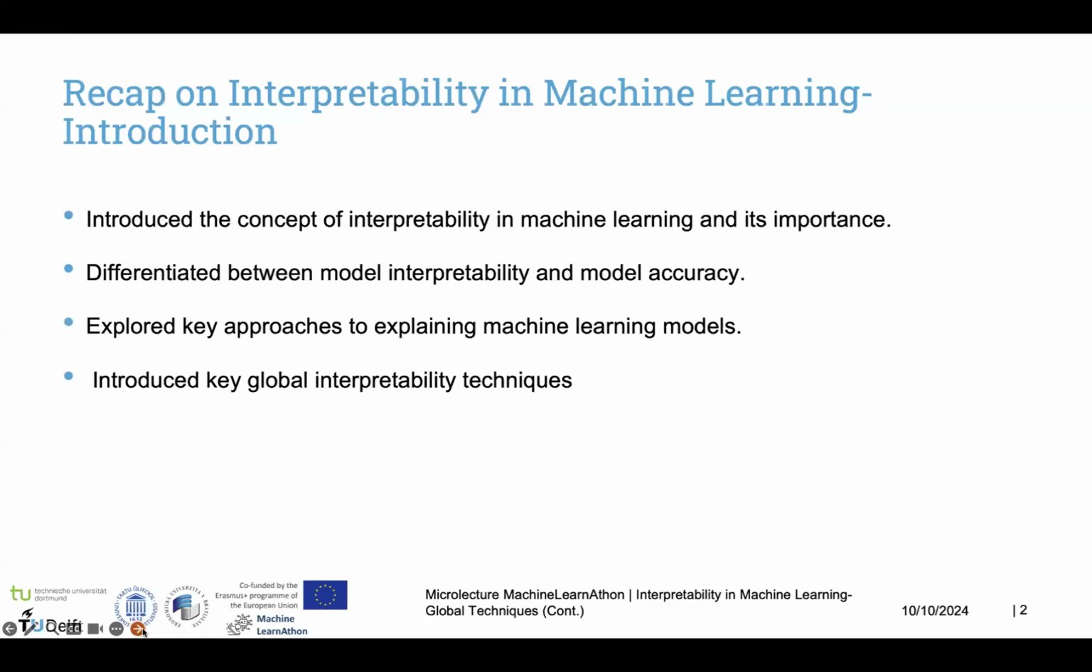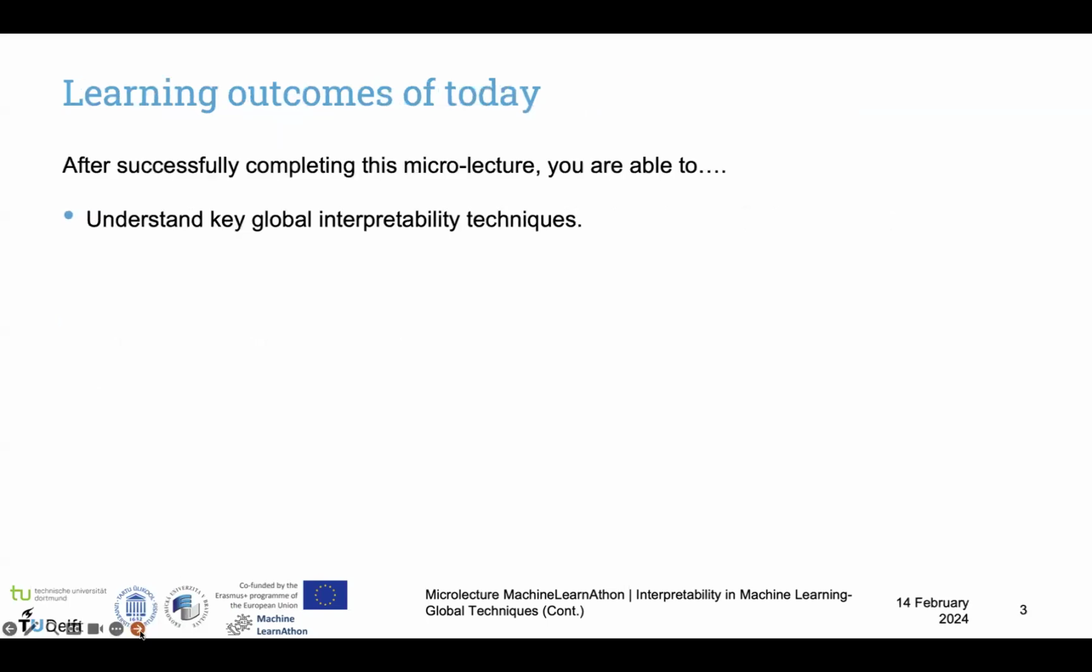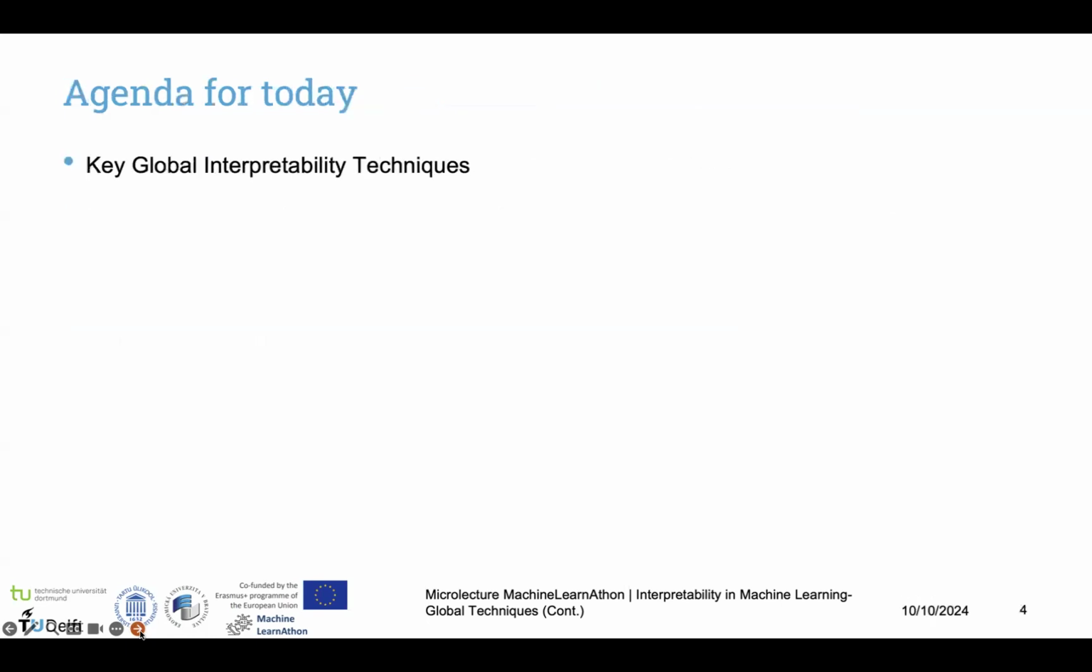In the previous micro lectures on the topic of machine learning interpretability, we introduced the concept of interpretability and showed its importance. We differentiated between model interpretability and model accuracy, and we explored key approaches to explaining machine learning models, and we introduced key global interpretability techniques. After completing this micro lecture, you will understand another few examples of global interpretability techniques.